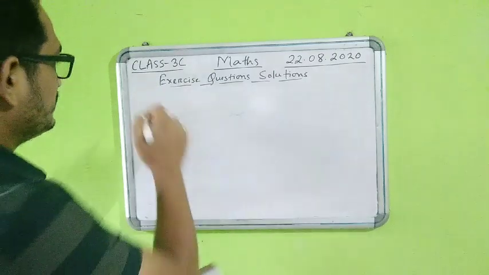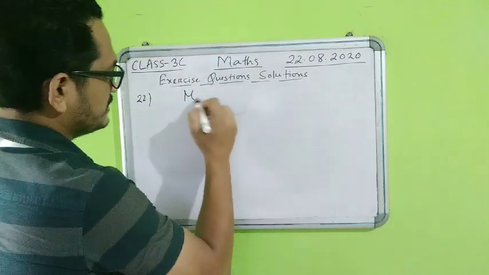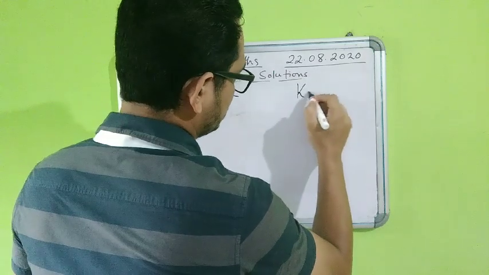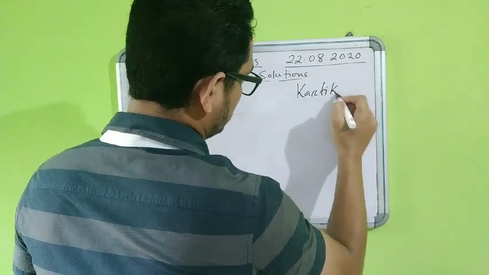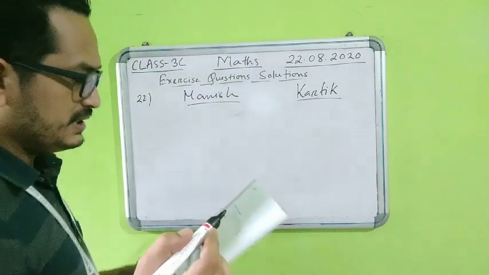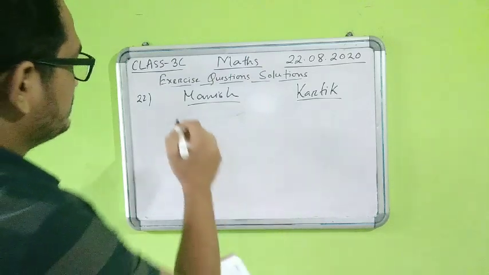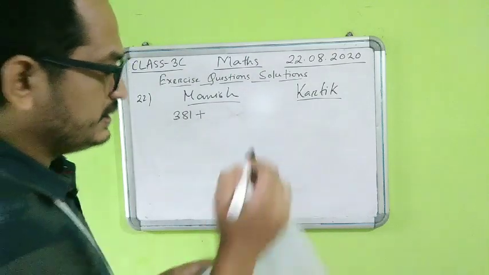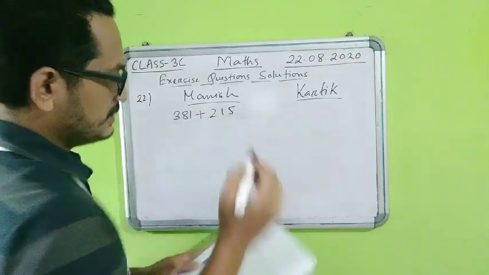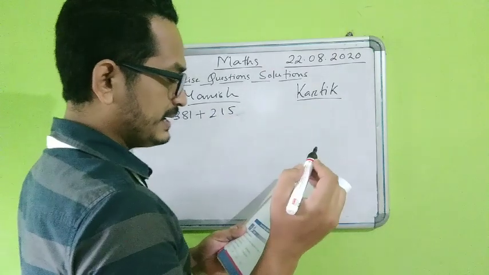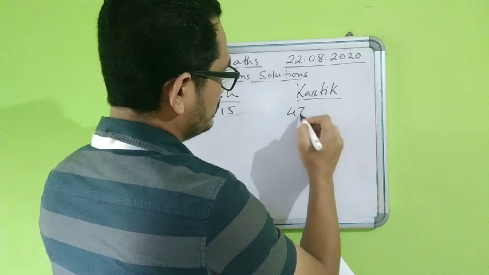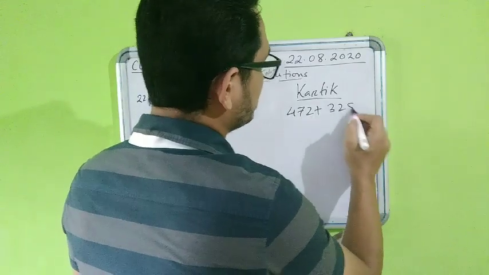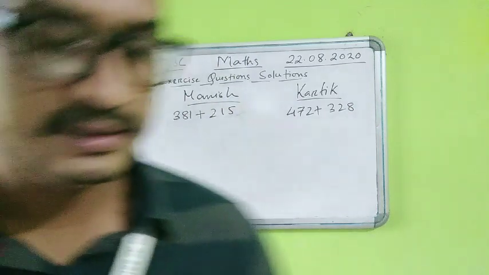If we start from Manish, suppose this is Manish and this is Kartik. Now Manish has how many game tickets? He has 381 game tickets and how many movie tickets? 215. Similarly, Kartik has how many game tickets? 472 and movie tickets 328. Now we need to estimate the total of this.